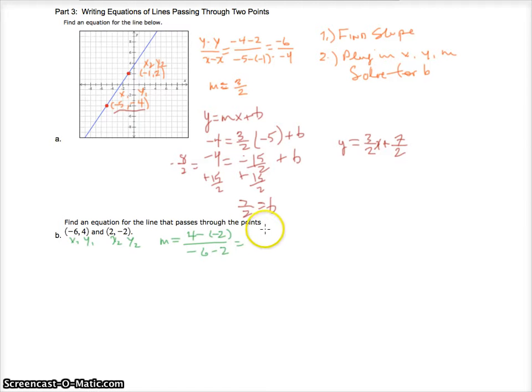4 minus negative 2 is 6. Negative 6 minus 2 is negative 8. So this reduces to negative 3/4. Now I can take and put my y equals mx plus b together. So I have y equals mx plus b.